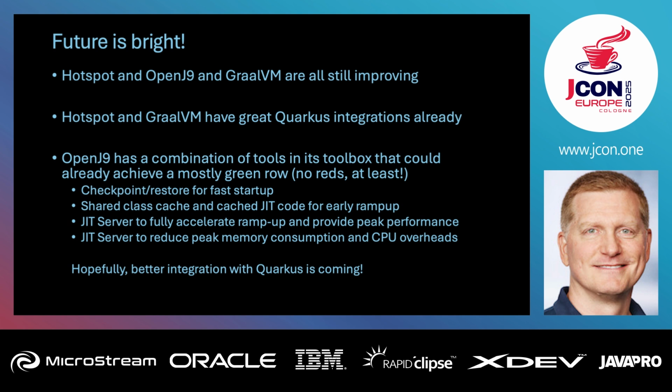Try it yourselves. And hopefully for OpenJ9, we're hoping to improve the integration with Quarkus, so that some of those technologies that I mentioned are a little bit easier to deploy. Kind of like specify a nice simple property rather than having to go through the steps yourselves in your own Docker containers.